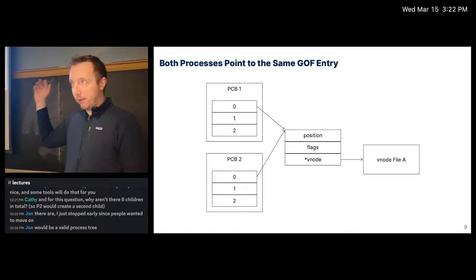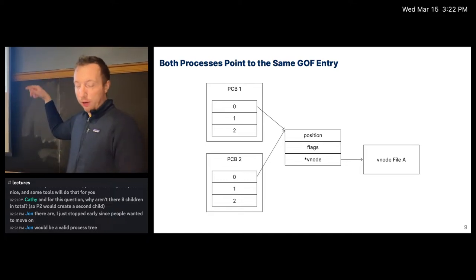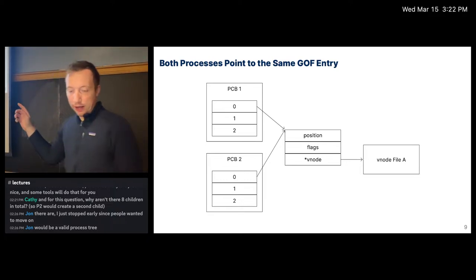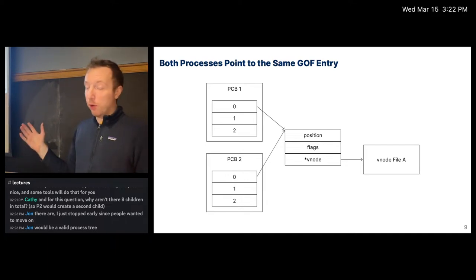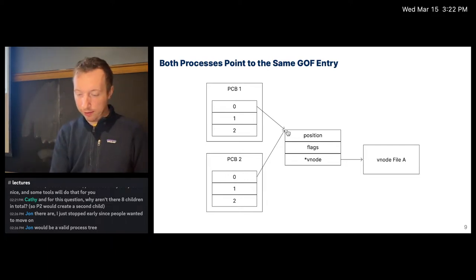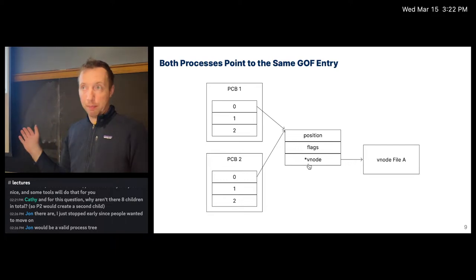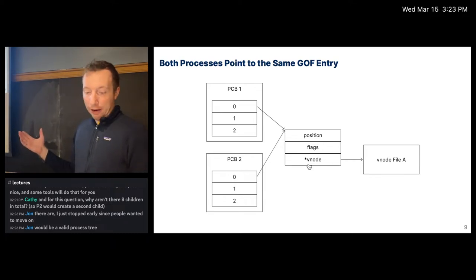So this is what would happen. We have process control block one and process control block two, and they're pointing to the same global open file table entry. This is global, it is managed by the kernel and not independent of each process. So this is what it would look like after a fork.